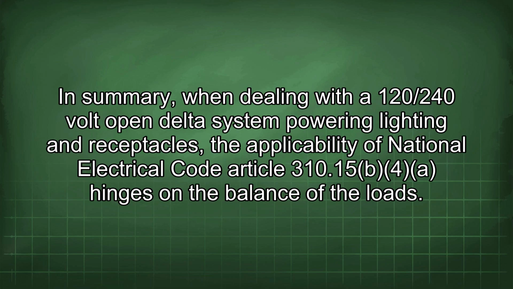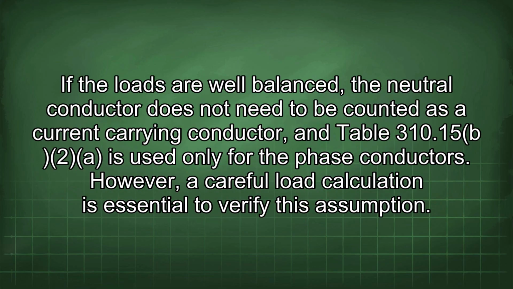In summary, when dealing with a 120/240 volt open delta system powering lighting and receptacles, the applicability of National Electrical Code Article 310.15 B4 hinges on the balance of the loads. If the loads are well balanced, the neutral conductor does not need to be counted as a current carrying conductor, and Table 310.15 B2 is used only for the phase conductors. However, a careful load calculation is essential to verify this assumption.